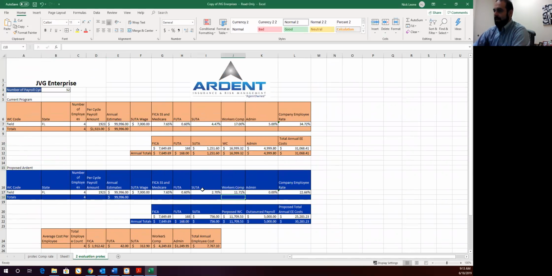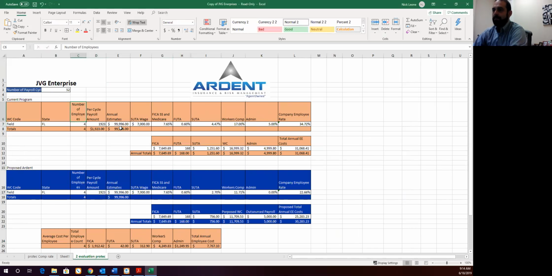After that, SUTA: every business that starts out is going to have 2.7%. That's going to go up or down based on their turnover and people who go and file for unemployment. FICA and FUTA, those are set by the federal government. You can't play with those. So we set those at 7.65% and 0.6%. So we can see that $100,000 over here with 4 employees. We're going to have those kind of numbers.